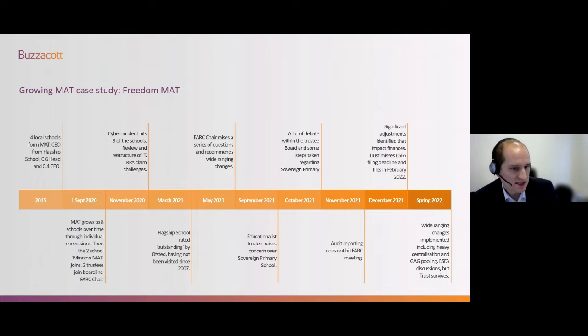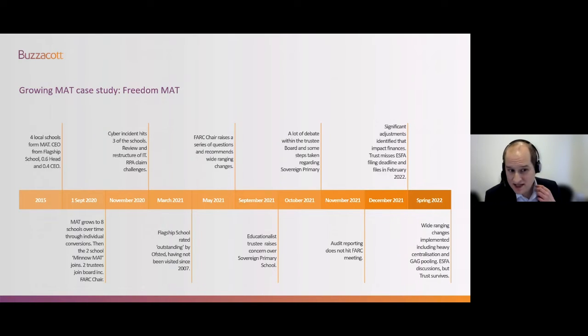The chair of the trust was keen on the overall concept and wanted to prove the concept worked for this model of multi-academy trust, and was keen to grow and develop and prove the success of the trust. And with that in mind, the trust did grow over the next few years. So by the 1st of September 2020, it had already grown to 8 schools, a number of primaries in particular joined during that period as individual conversions.